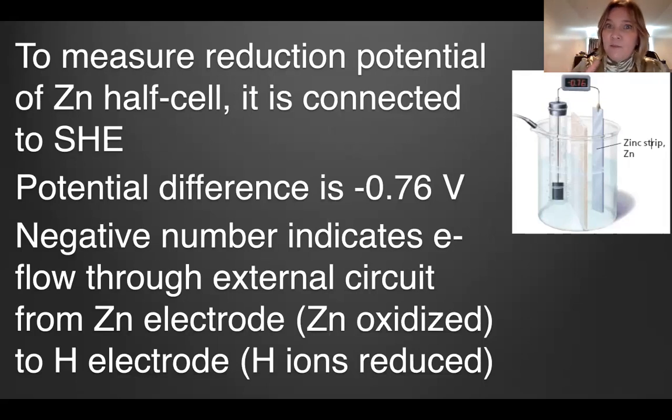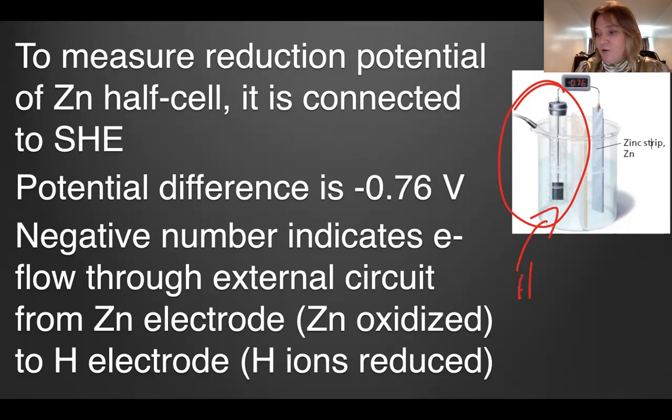Now, one thing that you might be asking yourself for the SHE: how do we actually reduce hydrogen ions? Where does that come from? Because I told you it was a platinum strip surrounded by hydrogen gas, but don't forget it's a platinum strip submerged in acid. So your hydrogen ions are going to be in that acid.